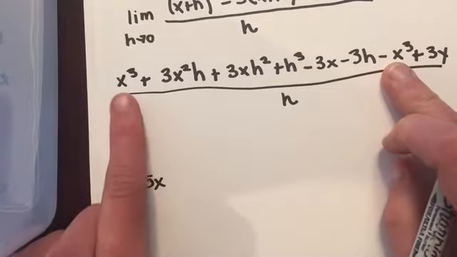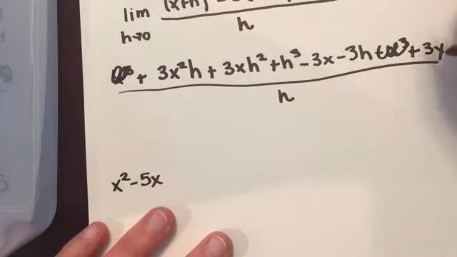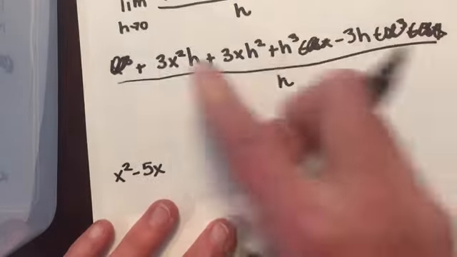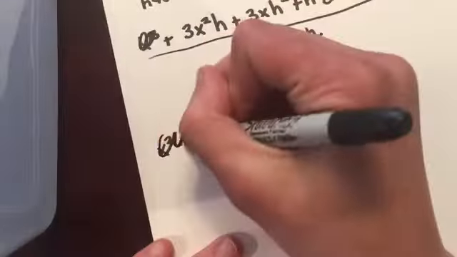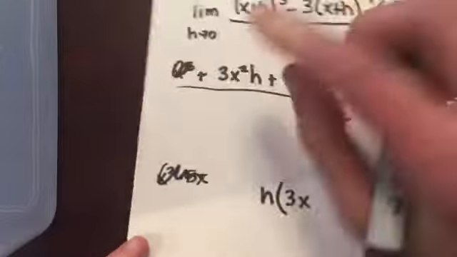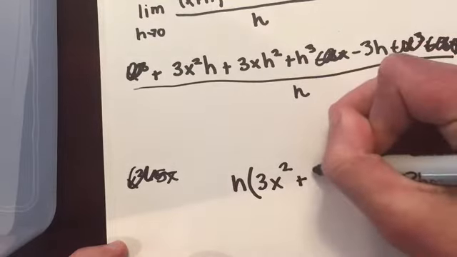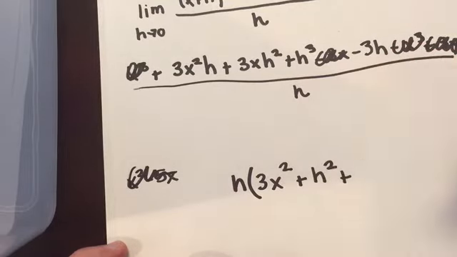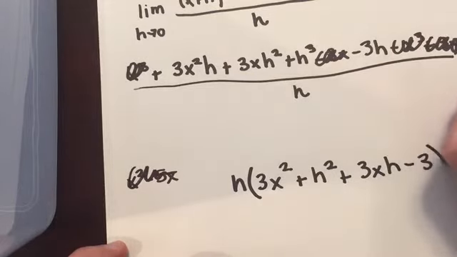Now we're going to cross out like terms. So this negative x cubed and this positive x cubed can be canceled out. And this 3x, sorry, that looks like a y. 3x and negative 3x can be canceled out. Now we're going to factor this remaining equation. We're going to factor out an h. So h, and then we're going to do 3x squared, because we're factoring an h out of that one, plus 3xh plus h squared, minus 3, over h.